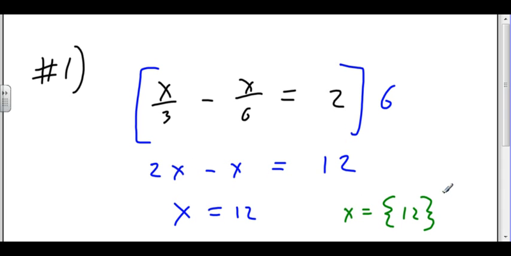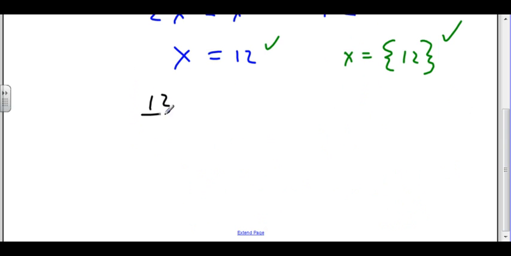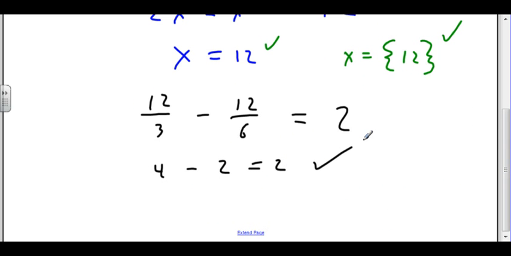And so that would be the perfect answer. There's nothing wrong with that answer. That would be perfectly okay too. And now we're going to check our work. 12 over 3 minus 12 over 6 is supposed to be 2. And let's see, 4 minus 2 is 2. Check. So we solved it and we checked our work both. We just got lucky. That's all there is to it.